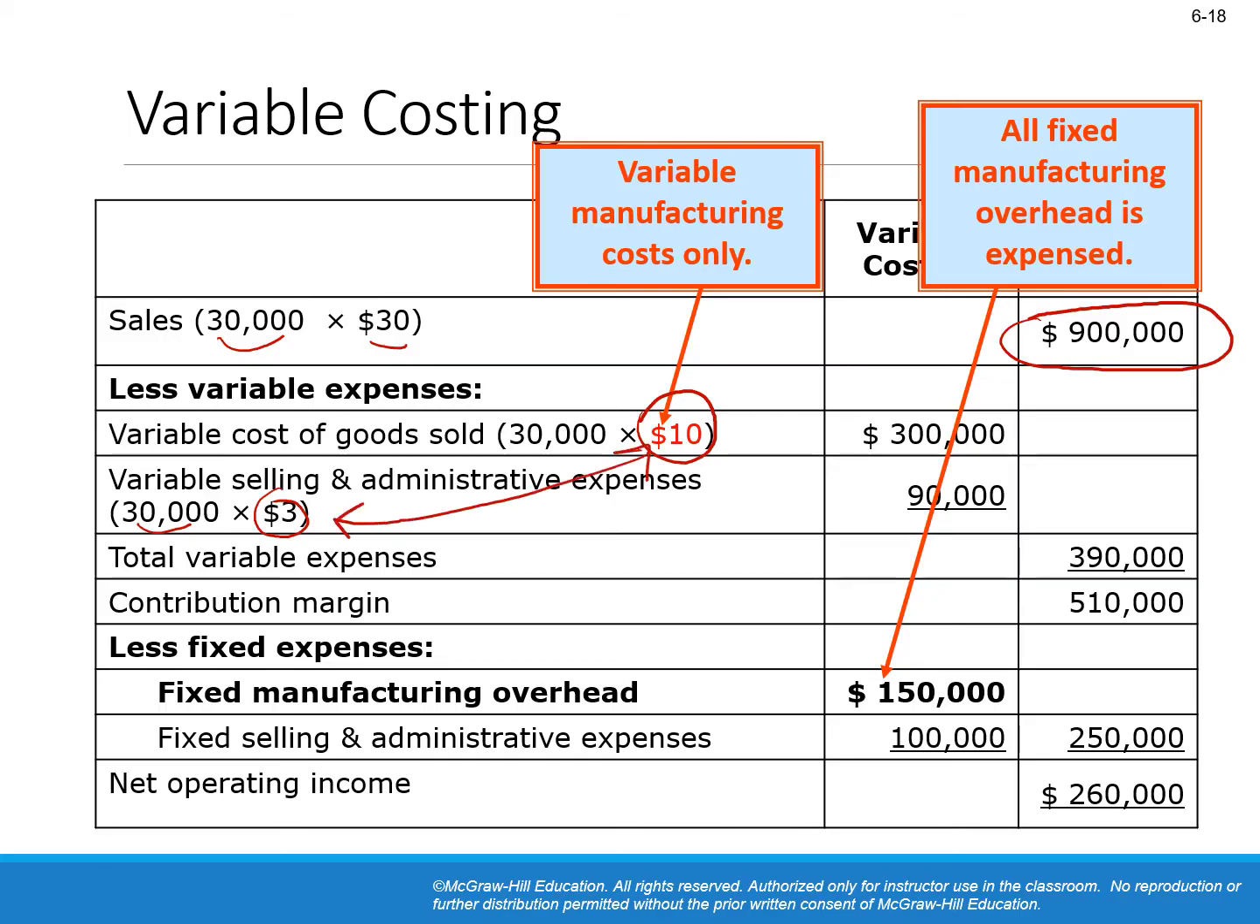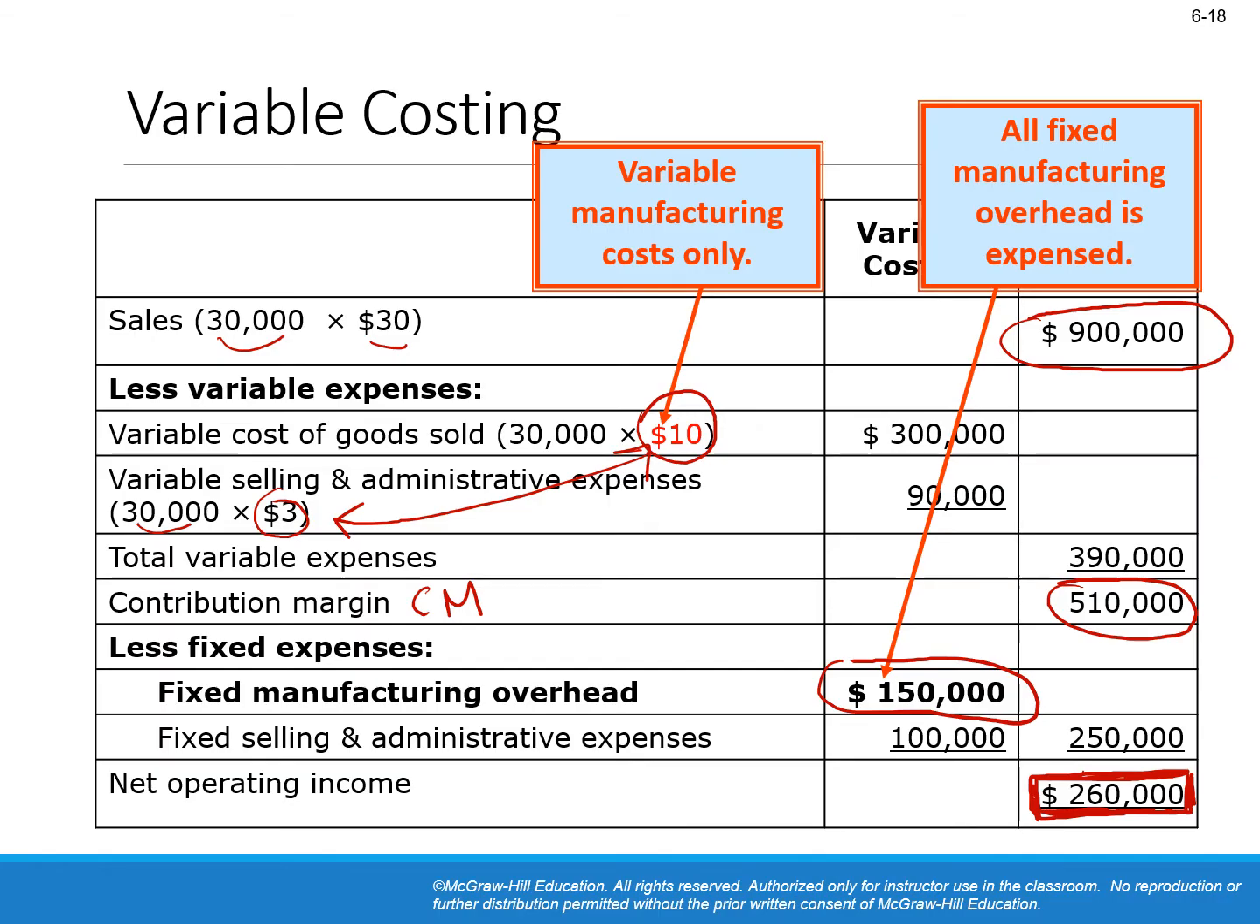Given that we deducted from the revenues all variable costs and expenses, we will get the contribution margin, the CM, which we dealt with thoroughly in chapter 5. Our contribution margin is $510,000. Deduct $150,000 as fixed manufacturing overhead and fixed selling expenses of $100,000. Your net operating income is $260,000. Remember this number carefully. Now, before moving forward, let's think of the fixed manufacturing overhead under absorption.